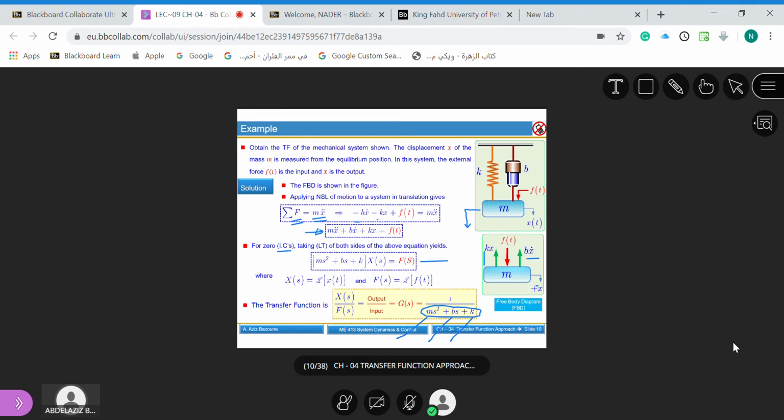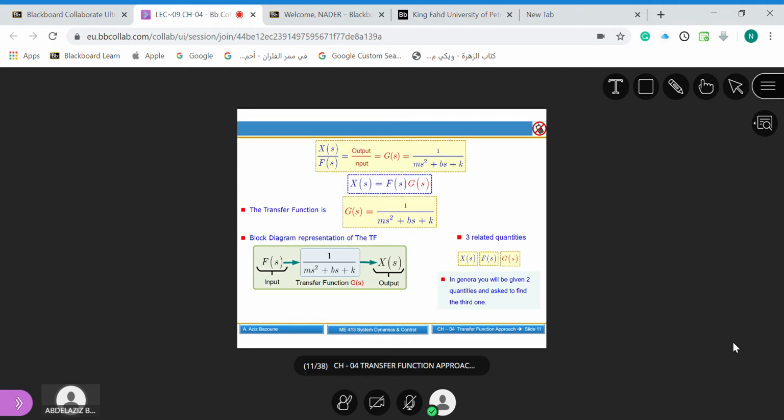If you solve this equation, ms squared plus bs plus k is equal to zero, it is called the characteristic equation. Clear, guys?